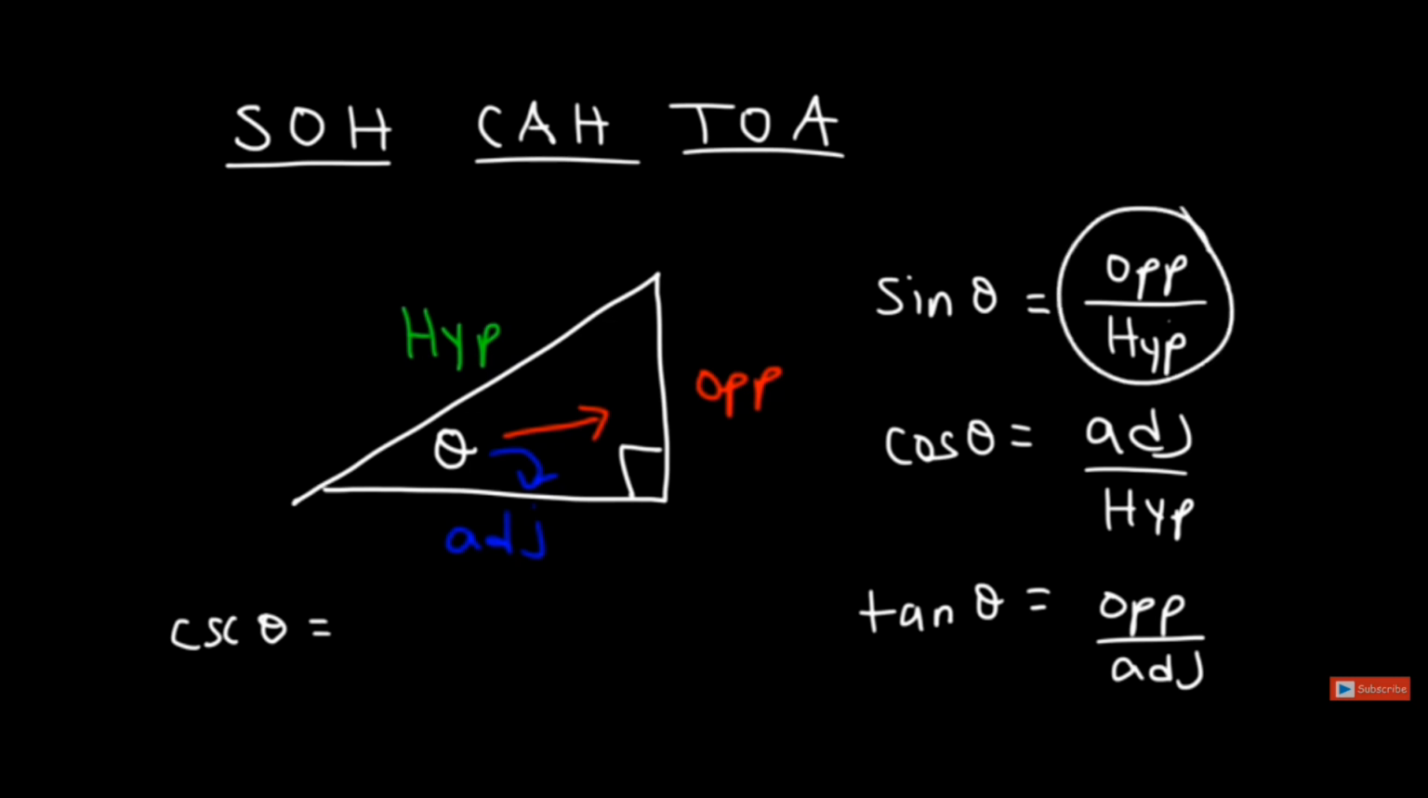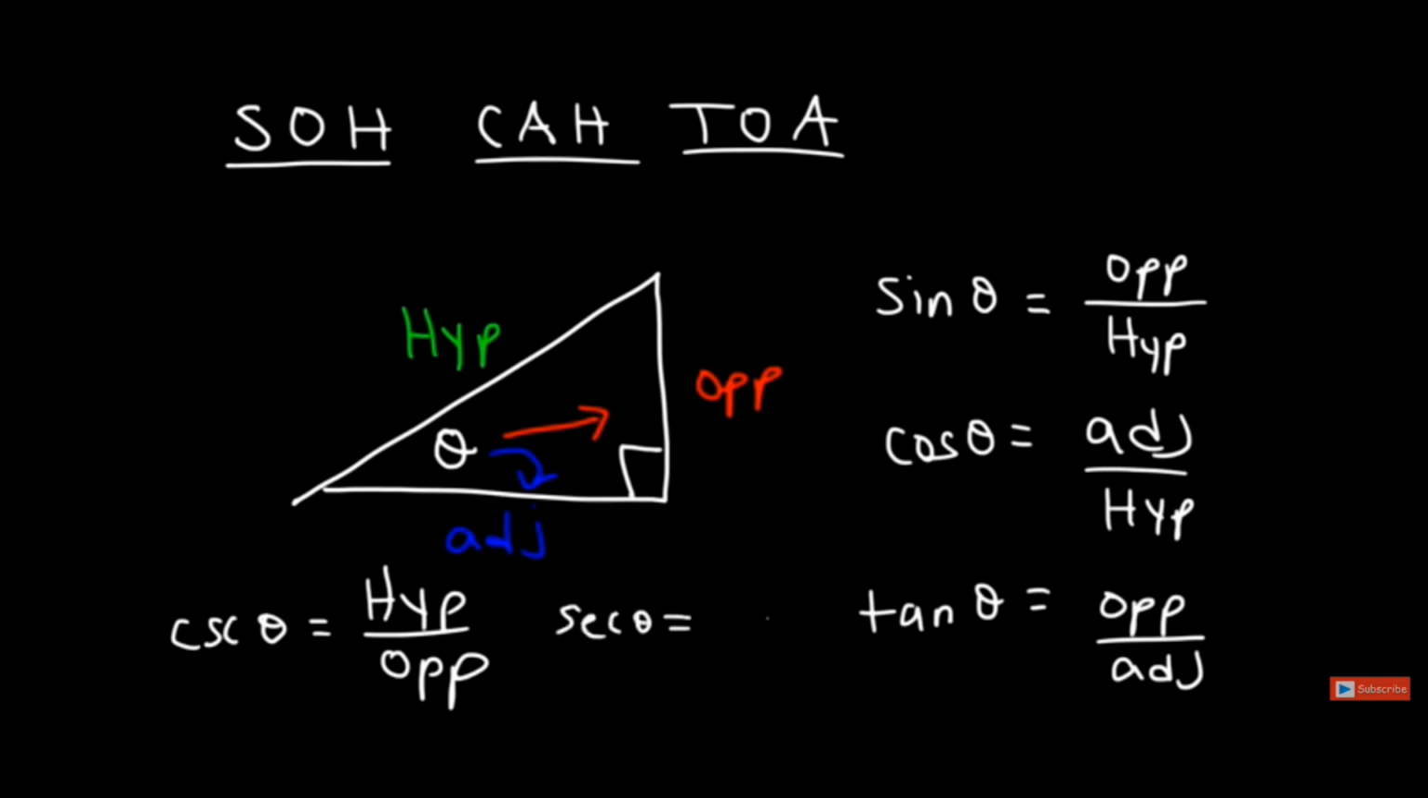Now, we know that cosecant is 1 over sine. So, cosecant is basically hypotenuse divided by opposite side. You just need to flip the particular fraction. Secant is the reciprocal of cosine. So, secant is going to be hypotenuse divided by the adjacent side. Cotangent is the reciprocal of tangent. So if the tangent is opposite over adjacent, cotangent is adjacent over opposite.